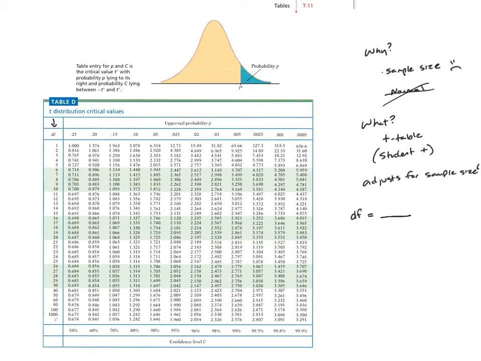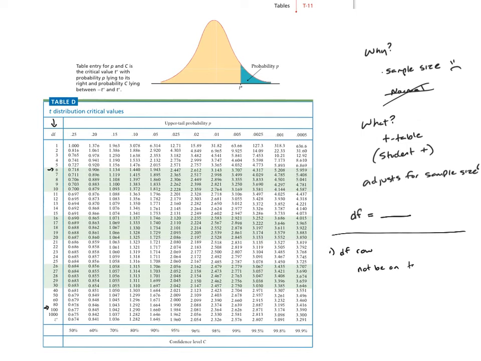So when I go to use the T-table, the first thing I'll do is I'll go ahead and find my degree of freedom row. Now, in some cases, the degrees of freedom row is really clear. For instance, if I had degrees of freedom 6, I would be looking at this row right here. If I had degrees of freedom 100, I'd be looking at this one right here. Sometimes, though, it's not as clear, and that is sometimes it might not be on the table.